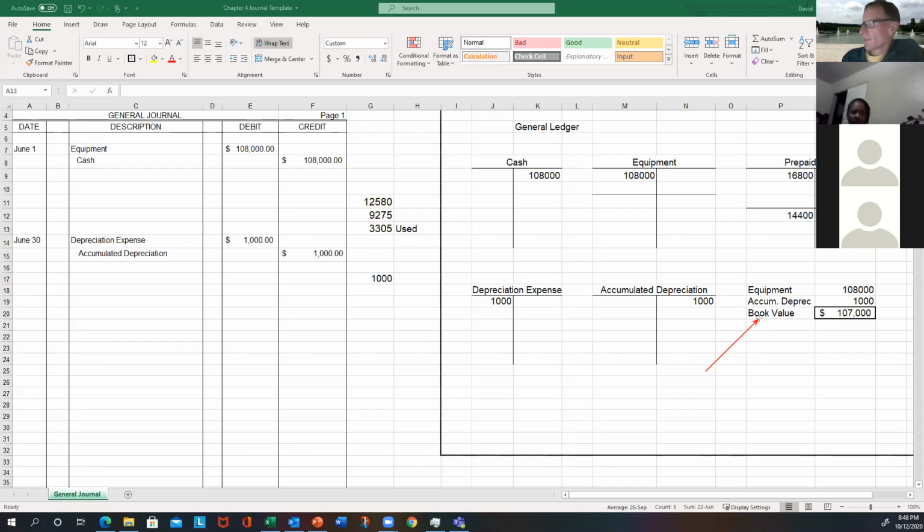Here's my question. This equipment, which was purchased on June 1st, after 1 month, we've allocated $1,000 of the original cost to expense for our usage. Here's my question. This book value, which right now is $107,000, does that mean that we could sell this equipment right now and it's worth $107,000? Anybody? What do you think? Yes. Yeah. It says yes. Anybody else? Yeah. Does anybody say no?